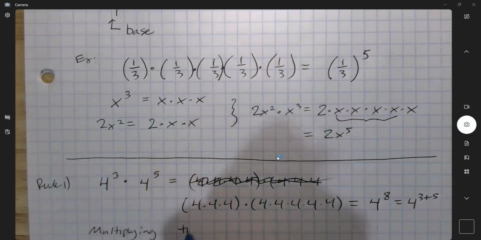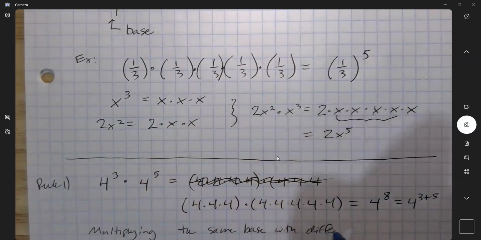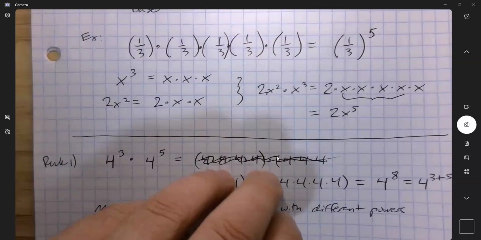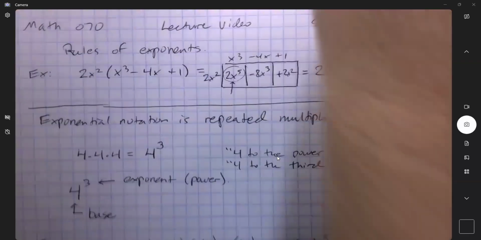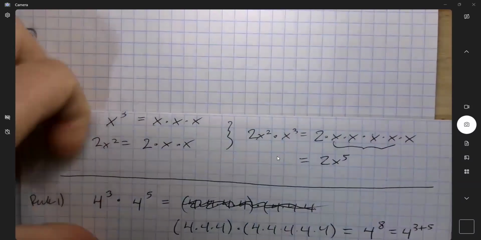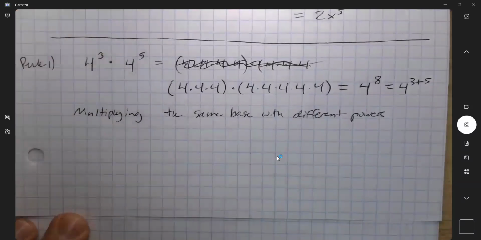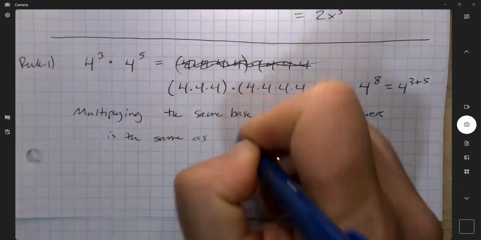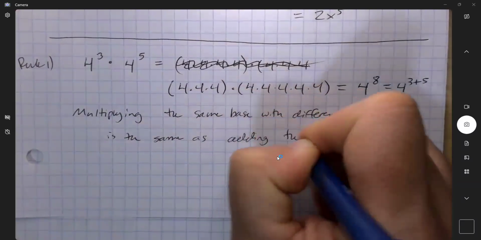Multiplying the same base with different powers, or different exponents, multiplying the same base with different powers is the same as adding the powers.